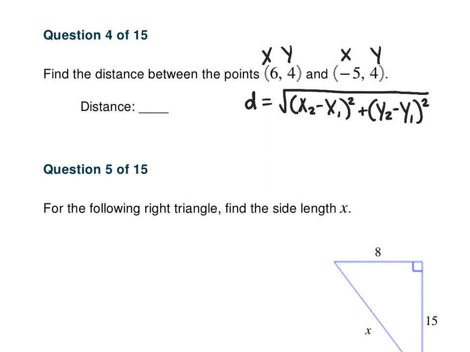So my point (6, 4), I'm going to call x sub 1 and y sub 1 because that's my first point. It's just what comes first. And then for my second point, the (-5, 4), I'm going to call that x sub 2, y sub 2. Okay? Now I'm just plugging into my formula. x sub 2 is -5 minus 6 squared plus 4, which is my y sub 2, minus 4 squared.